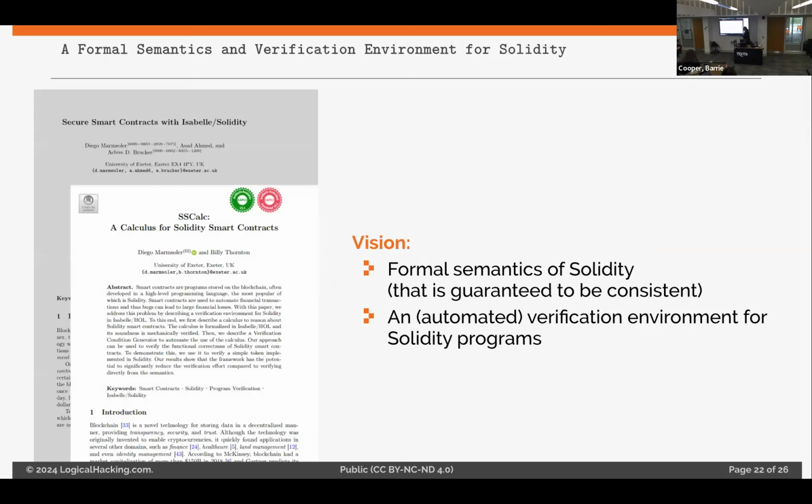Diego is leading a project on formally defining the semantics of the programming language Solidity, which is used for smart contracts. Formal semantics means we can guarantee that it is consistent. We have a clear meaning of what every operation that the programming language provides does. The goal is developing a verification environment. Billy, one of our PhD students, is involved in this work, though he's not here today, and Asad is working on that as well.